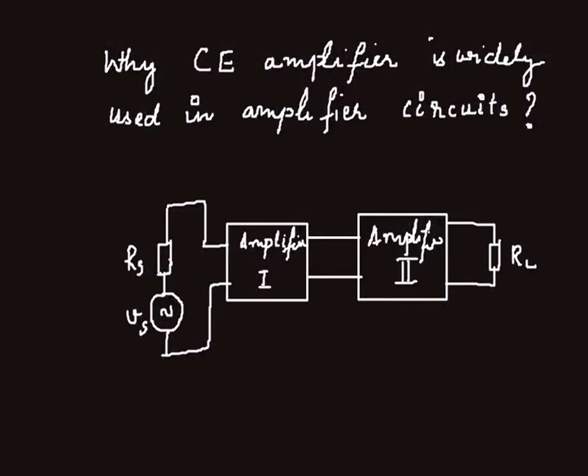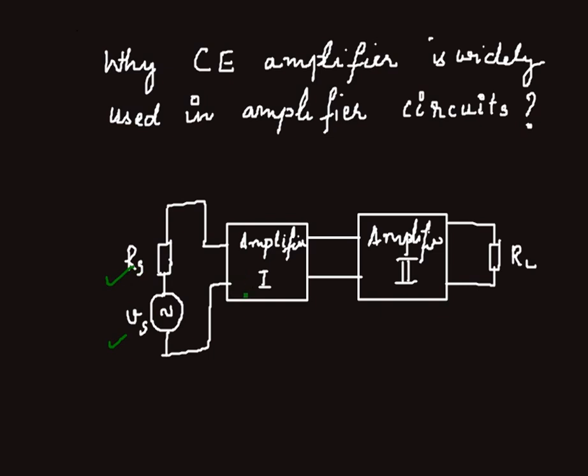So the main purpose of a transistor is to amplify weak signals, and for that you have to form transistor amplifier circuits, which for the time being I have represented as a block here. In many cases one amplifier may not be sufficient. You need to cascade many amplifiers to amplify this weak signal. Now suppose this Vs is the signal that you want to amplify, and Rs is the source resistance.